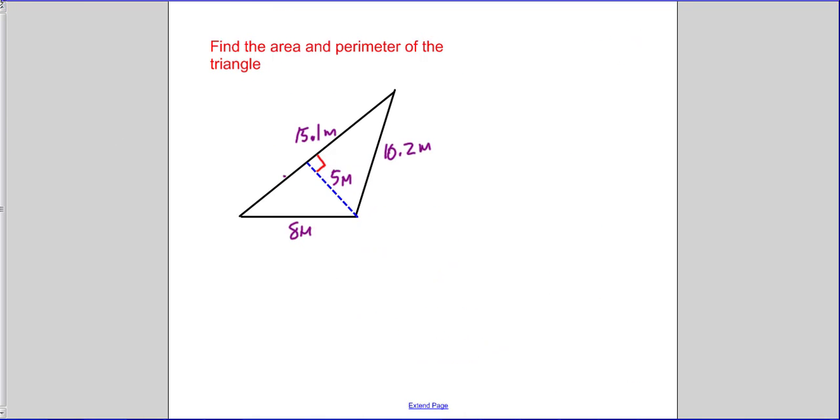One last example. Find the area and perimeter of the triangle. Well, the area here, first I need to identify the base. The base and height are where the two intersect at a right angle. So this is going to be my base, B. This is going to be my height. So my area of the triangle is 1/2 times B times H. I'm going to replace B with 15.1, and I'm going to replace H with 5.